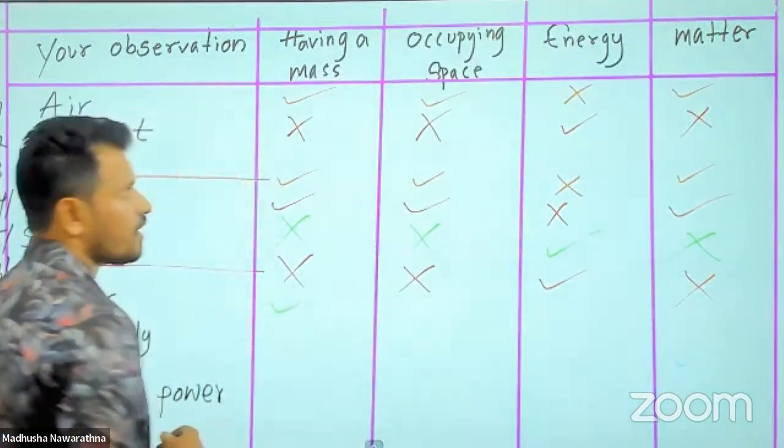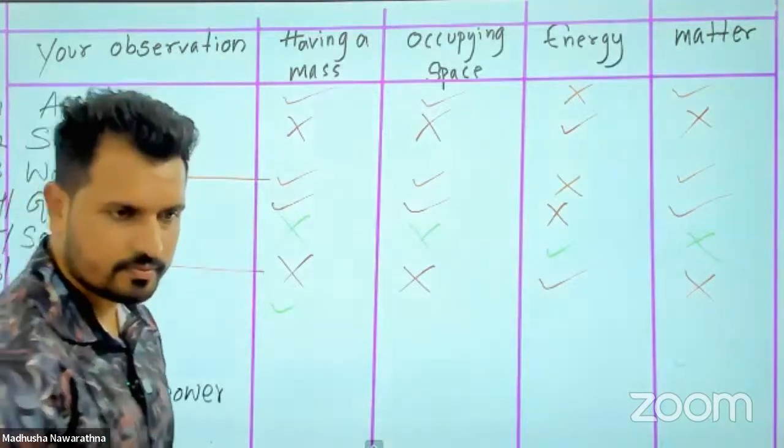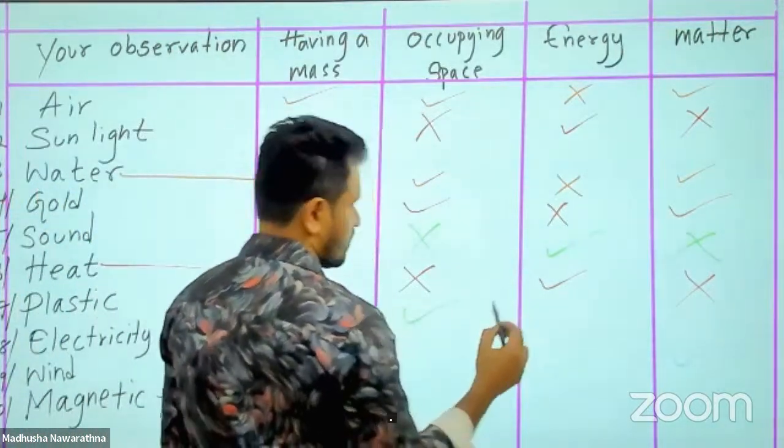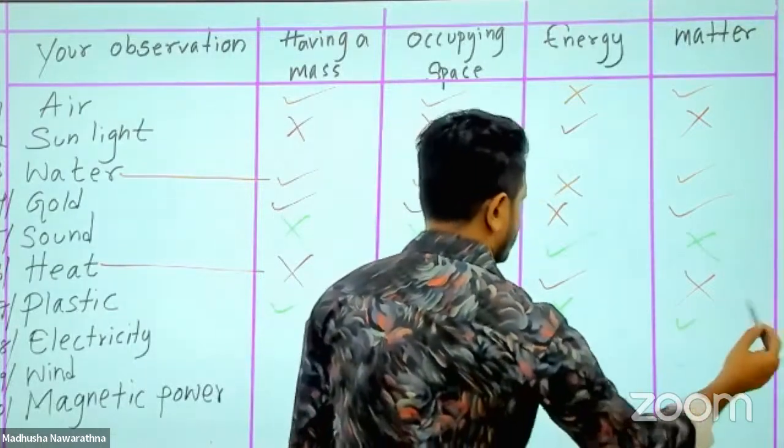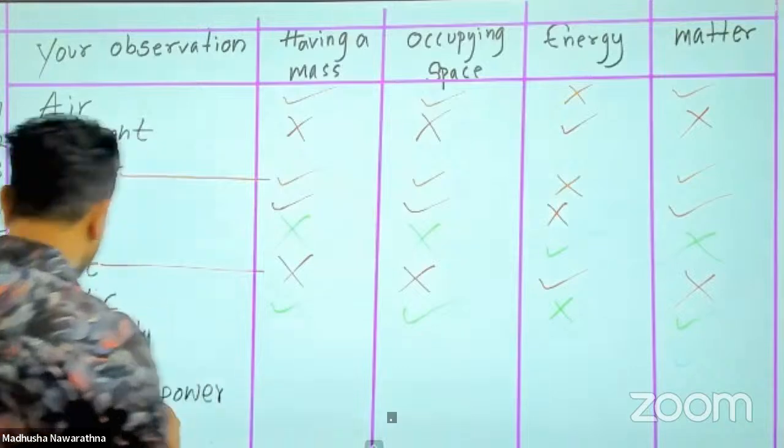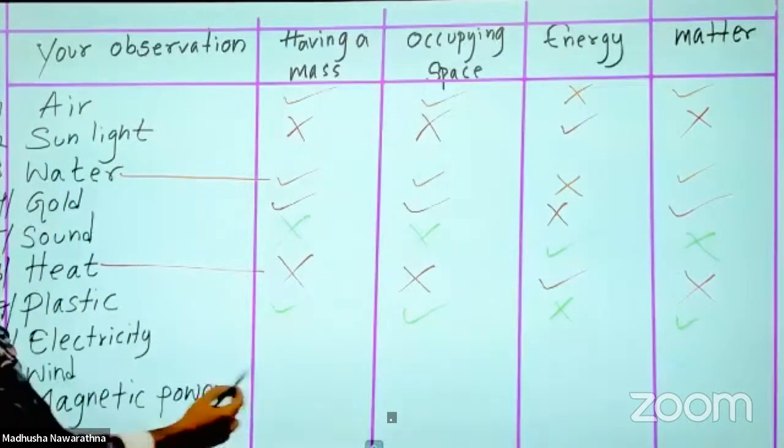Have a mass. Okay, what about the space? Having a space. Therefore? Matter. What about the wind?